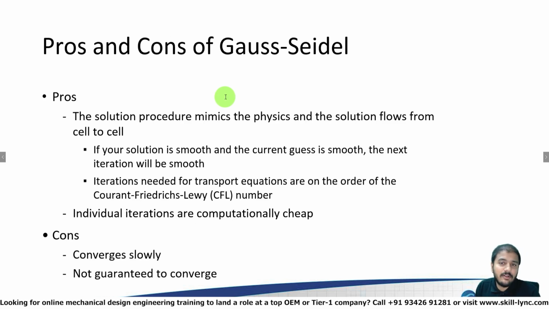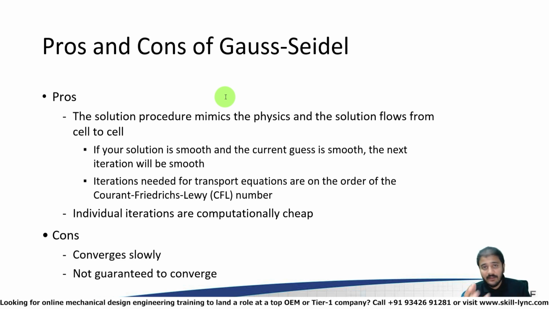Now, what are some of the pros and cons of the standard algorithms? One is that the solution procedure mimics the physics and the solution flows from cell to cell. So this is going to be very useful because when you have an initial condition, when the results are smooth, it's kind of guaranteed that the results that you get during the next iteration will also be smooth. The other advantage is that computing these iterations is very, very cheap. You can do them fairly easily.